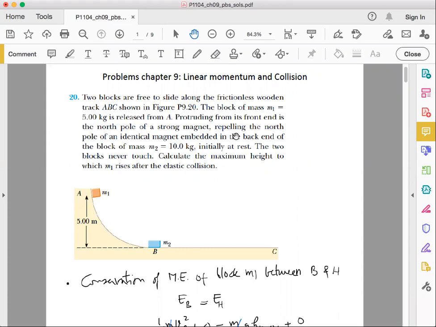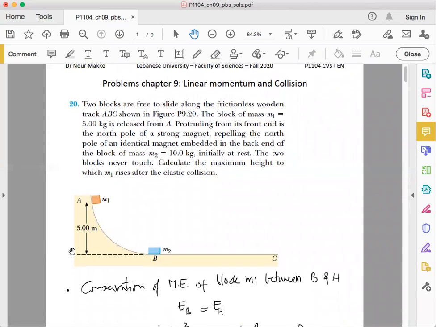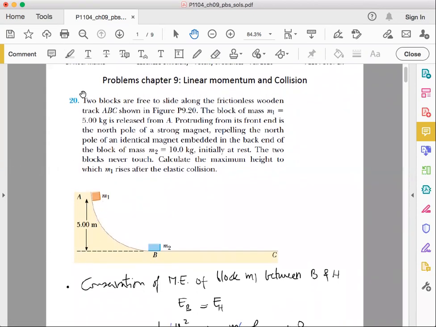So we have two blocks that are free to slide along the frictionless wooden track ABC as shown in the figure below. The block of mass M1, which has a value of 5 kilograms, is released from A. So at this point, the block M1 is released, which means it has a velocity equal to 0. Protruding from its front end is the north pole of a strong magnet, repelling the north pole of an identical magnet embedded in the back end of the block of mass M2 equals 10 kilograms, which is initially at rest.